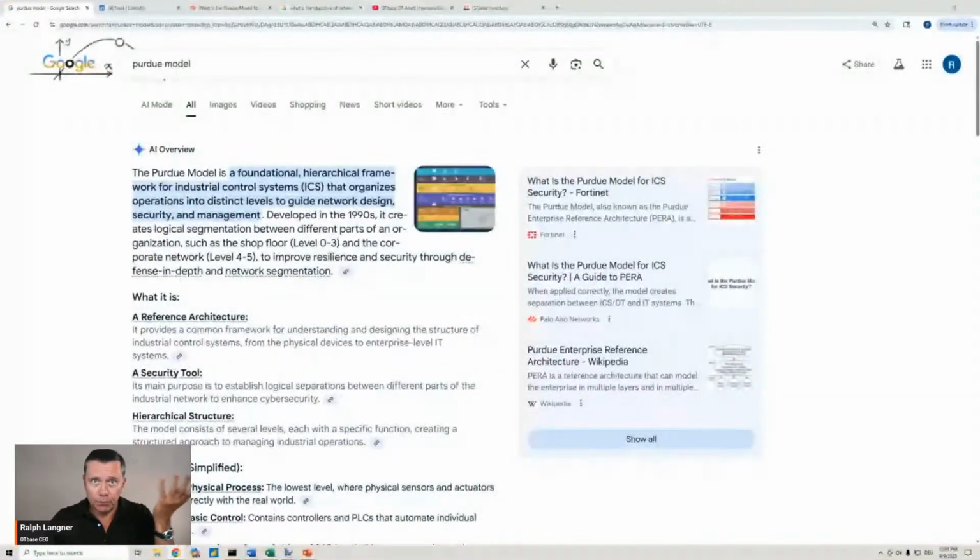So this is what we're going to do today, and we start out with a very simple Google search. I think probably you will have done that already, you just Google for Purdue model, and this is what you get. I just did that a couple of minutes ago, and the AI tells us it's a foundational hierarchical framework for industrial control systems that organizes operations into distinct levels to guide network design, security, and management. If you ask me, that is a stretch. That is something that you can interpret into the model, and certainly many scholars do that, but we will cut through the horse shit today and try to set things straight.